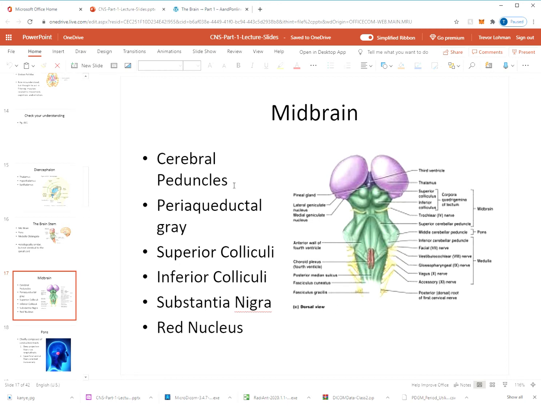So cerebral peduncles. Can't really see them too fantastically because this is a posterior view. We can see some cerebellar peduncles.